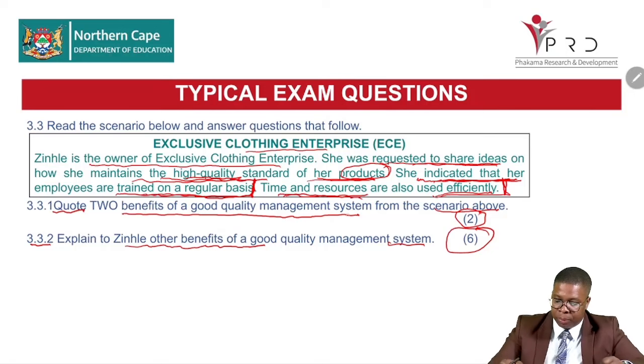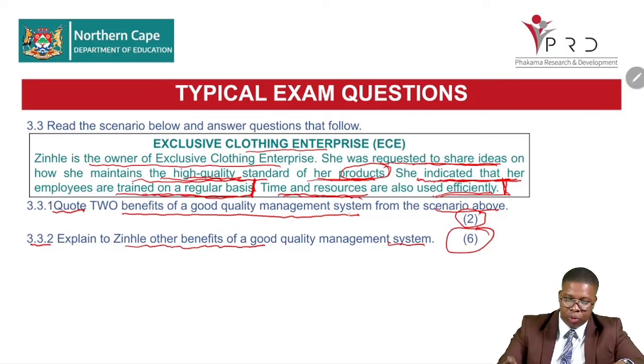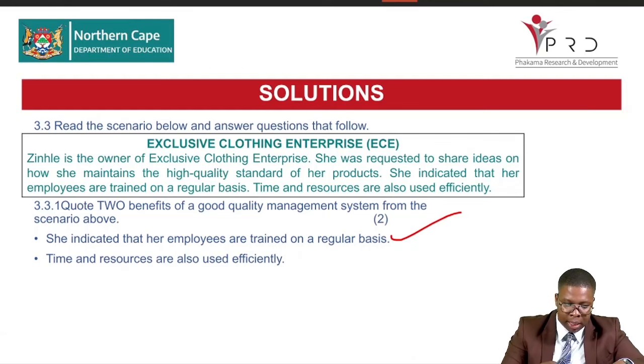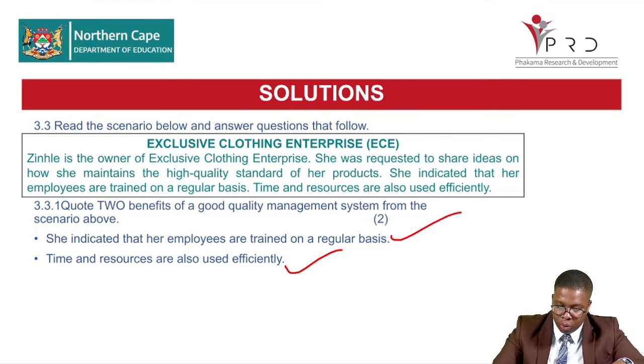Then let us move. When we move, we then say the correct answer becomes: she indicated that her employees are trained on a regular basis. That's 1. And time and resources are used efficiently. That's 2. Then we move to explaining other benefits of a good quality management system.